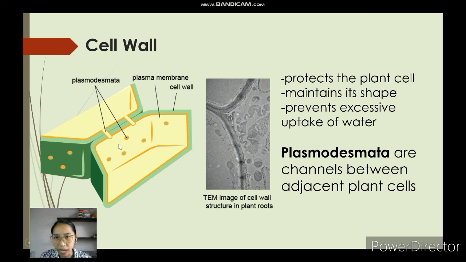That is also why there are small tunnels. These are called the plasmodesmata. Plasmodesmata are channels between adjacent plant cells. One plant cell sits beside another plant cell and cannot move, because it is fixed there. The purpose of the plasmodesmata is that it transfers water out or in, it regulates the water.